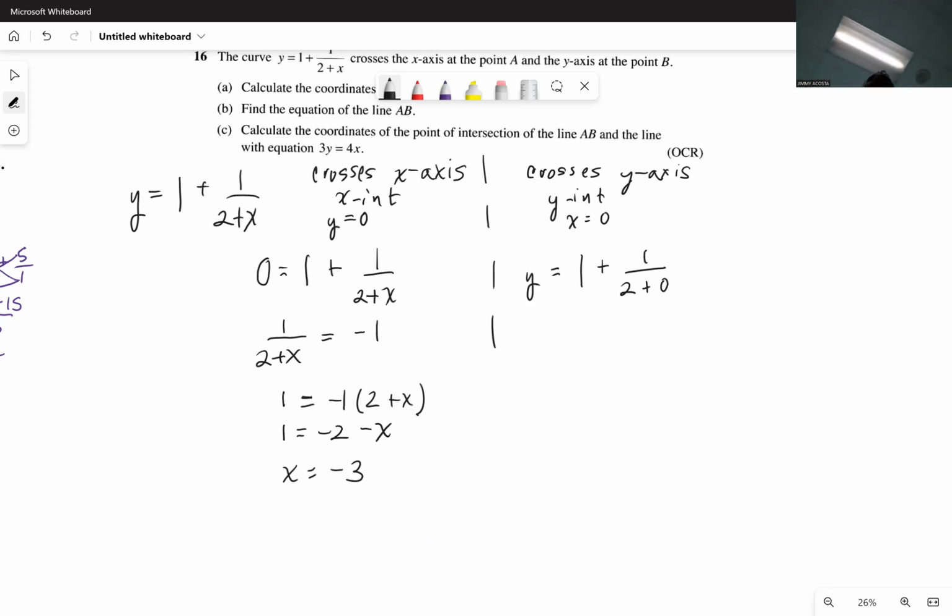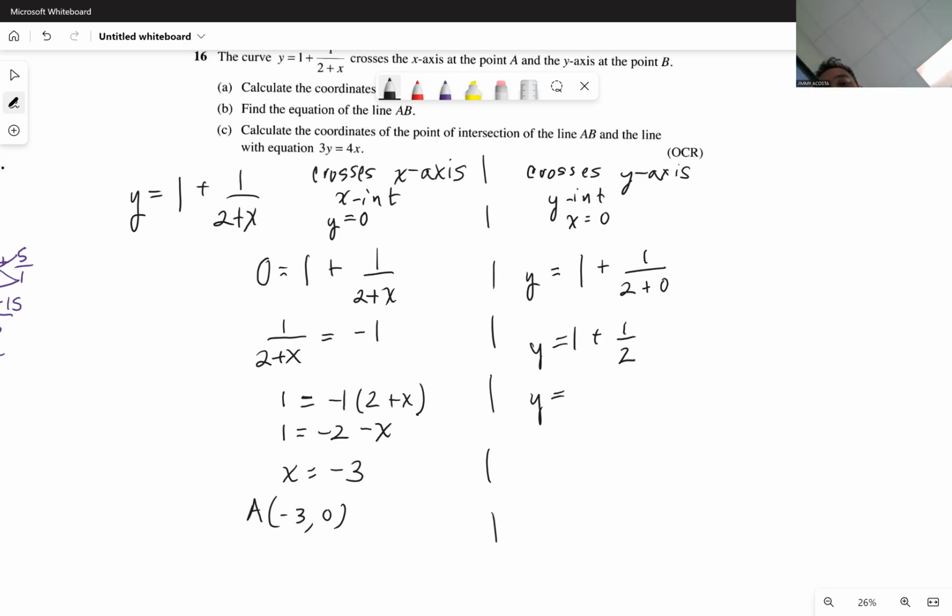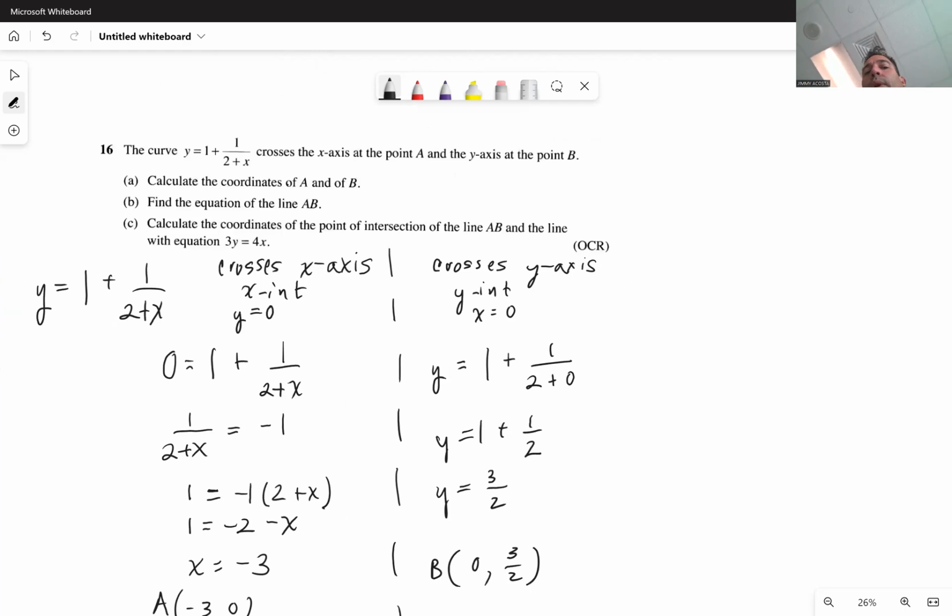So that means that your x-intercept, which is A, is negative 3 comma 0. And now we need to find B. On this side, we just have y equals 1 plus 1 over 2 plus 0, which is 2. And so this just becomes 3 halves. So B is going to be 0 comma 3 halves. And now you've done part A. You solved the first part that they wanted you to solve, which was to calculate the coordinates of A and B.